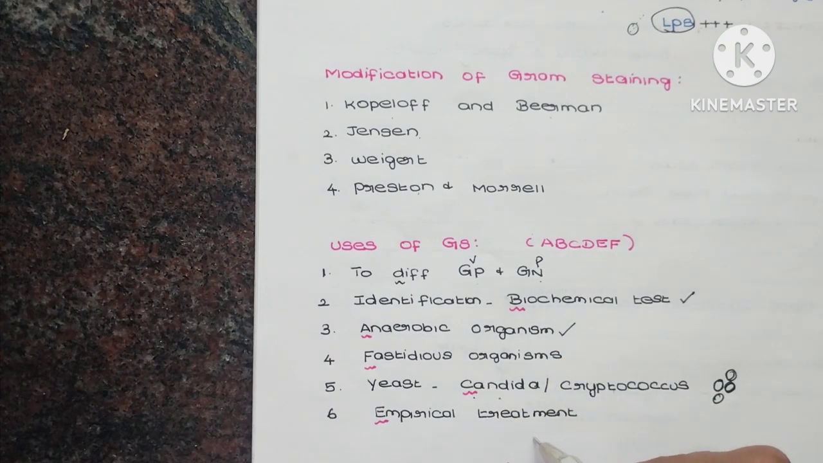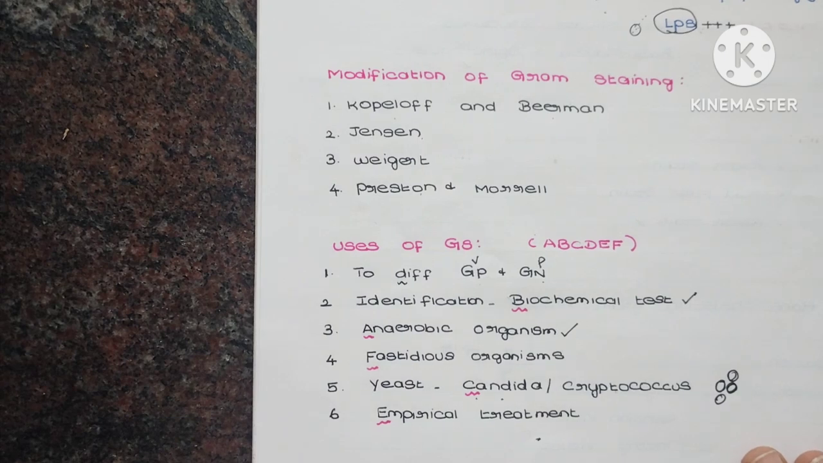Next, you can start empirical treatment. I will be saying a scenario like in an emergency department, if the patient is suspected of meningitis and they want to start the treatment, they can take the CSF. So we can do gram stain and make out whether it is gram positive or gram negative. As you know, there is a separate drug panel for both gram positive and gram negative. So the physician can have an idea how to deal with the patient, that is how to start the treatment and proceed.